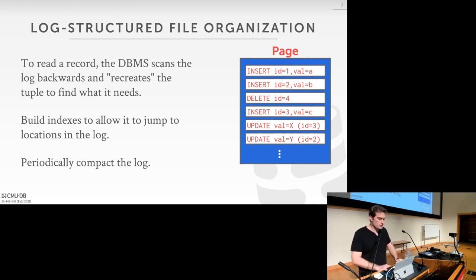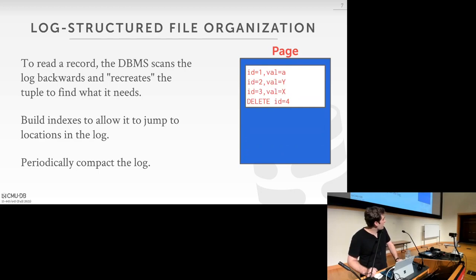If we perform a compaction, we could get something that looks like this. Basically, we just squash down all of the log records into single values. So now we don't have to reconstruct tuple ID 2. We can just go and look it up in the page.